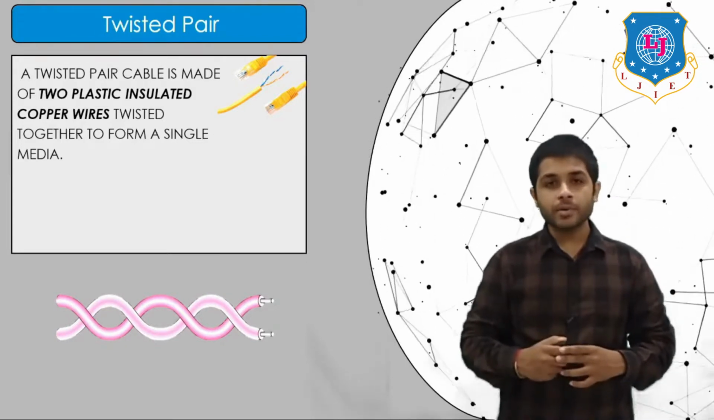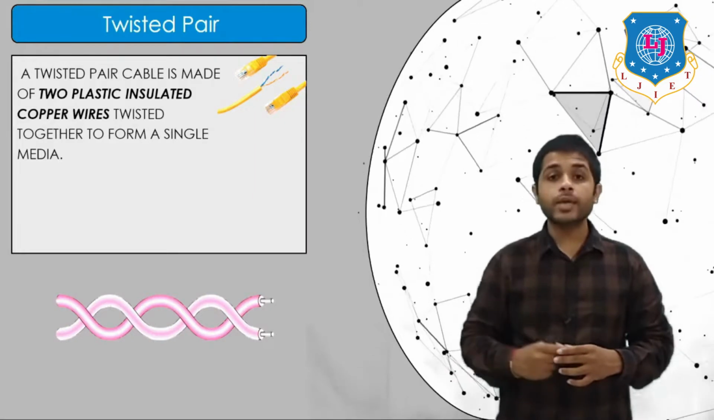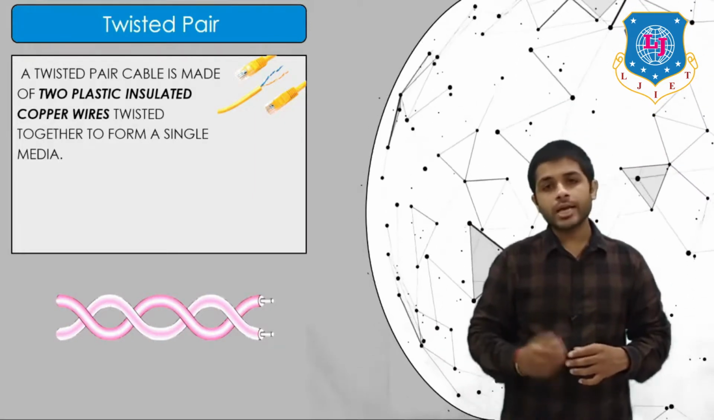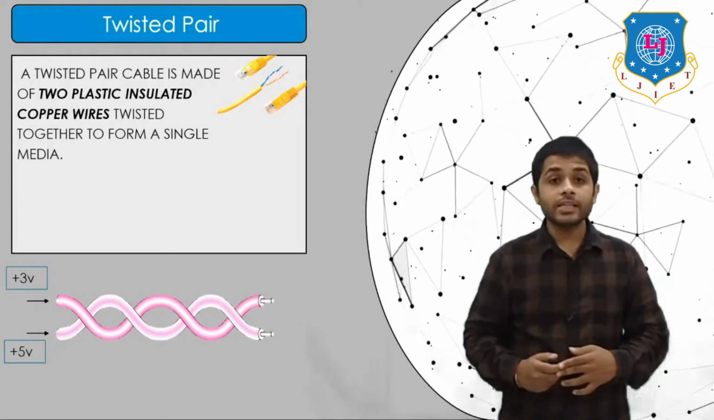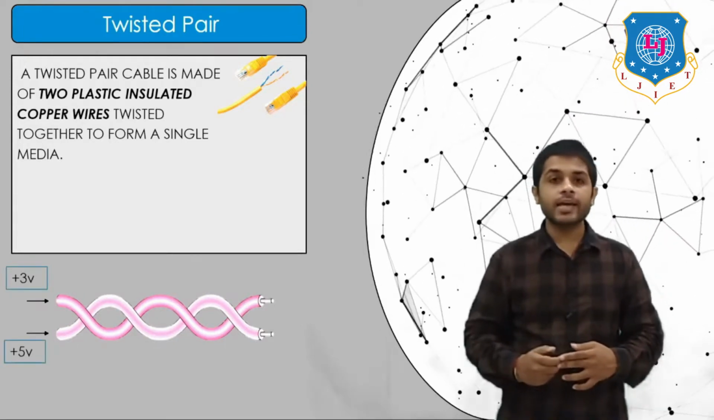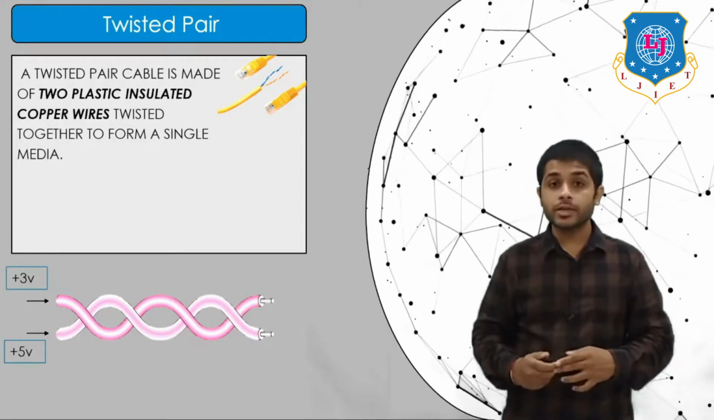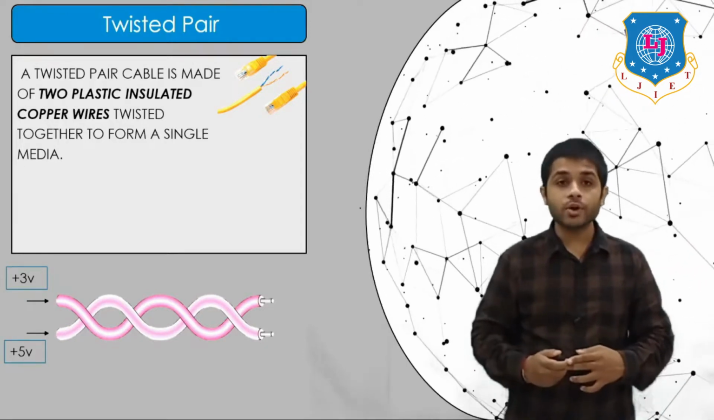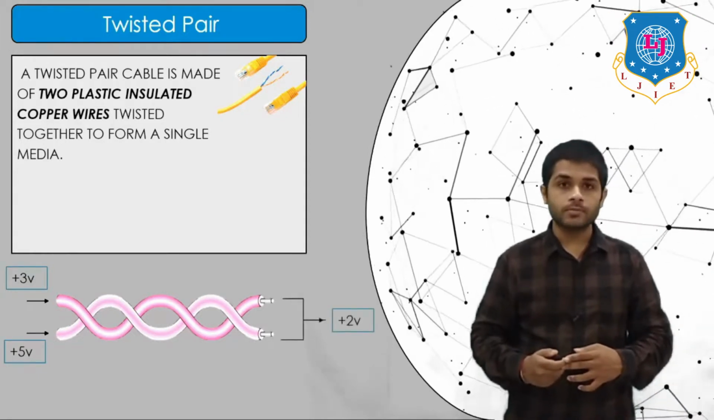In the twisted pair cable, the signal that flows is the difference of these two cables. What I'm trying to say is, for example, the first cable is carrying 3 volt and the second cable is carrying 5 volt. So the actual signal being transmitted over the cable is the difference of these two voltage levels, and it will be 2 volt.